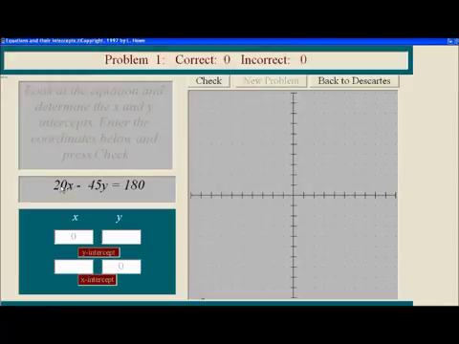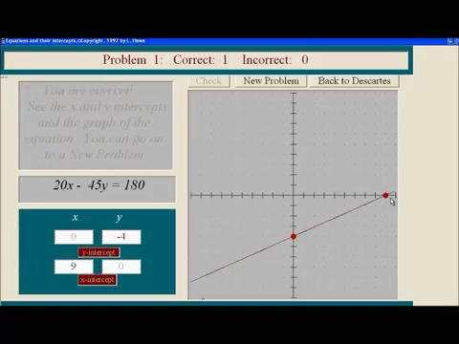If x is 0, this is a little bit harder. Let's see, 45. That's going to go into there negative 4 times, so the y would be negative 4. And if y is 0, it looks like x is 9. Let's check that. We win. 0, negative 4, 1, 2, 3, 4. 9, 0. We graph like that.